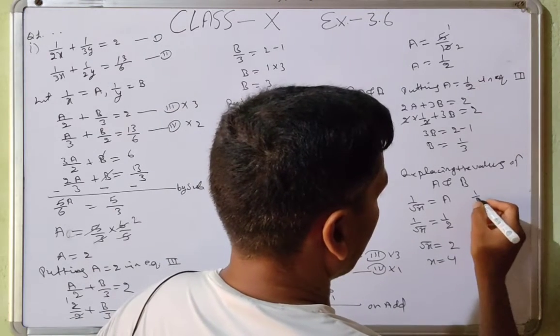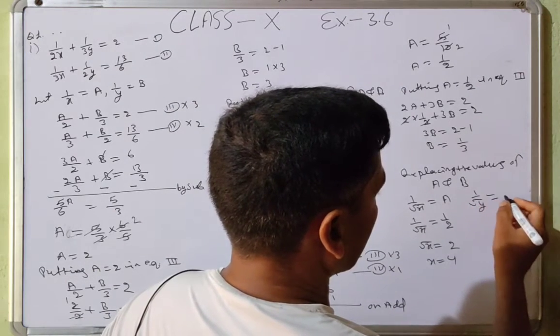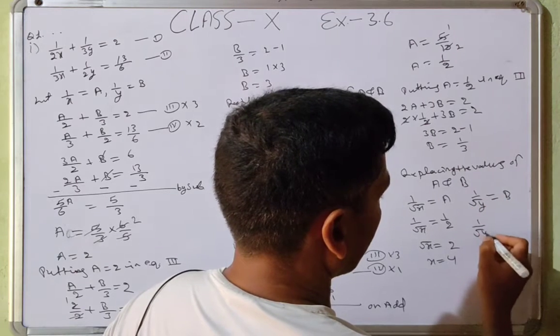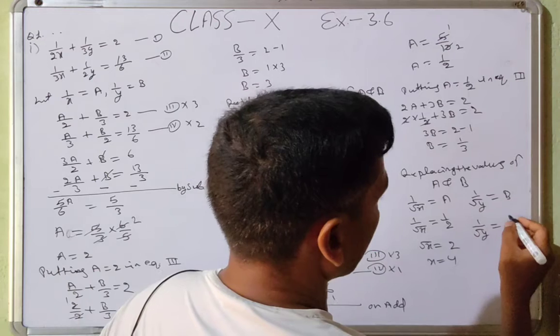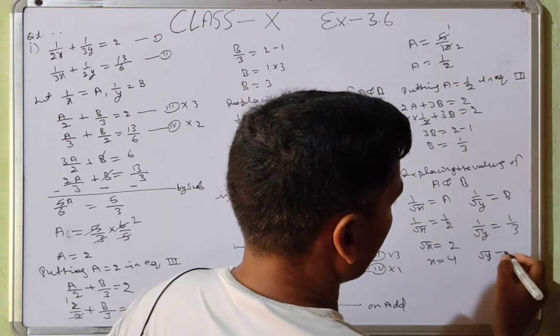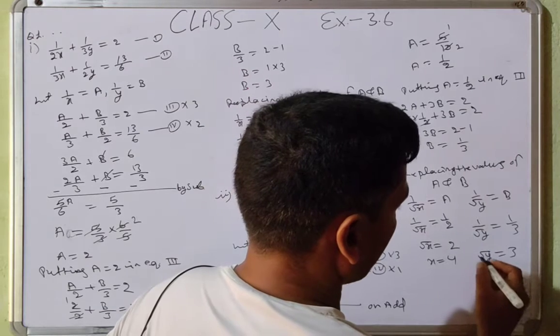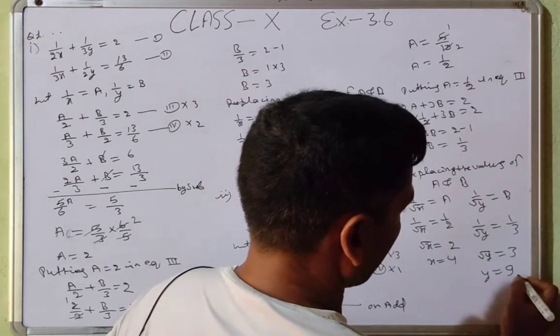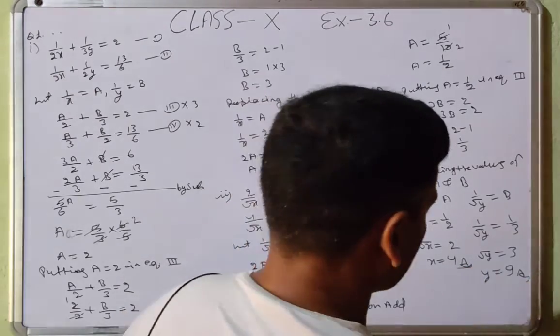And then 1 upon under root y is equal to b. So 1 upon under root y is equal to b, value is 1 upon 3. By cross multiplying, under root y is equal to 3 times 1, 3, then by squaring that will be 3 times 3, 9. These two are the answers.